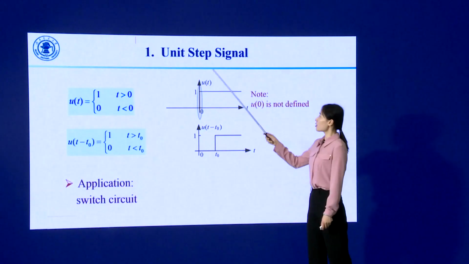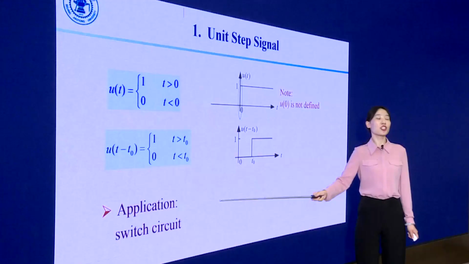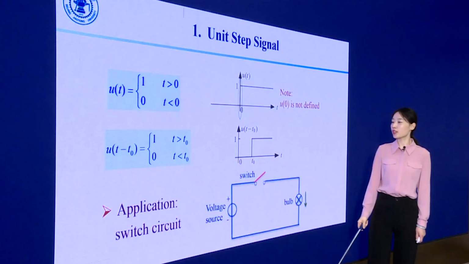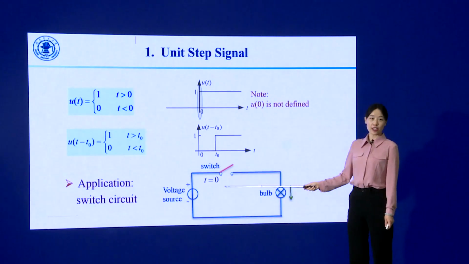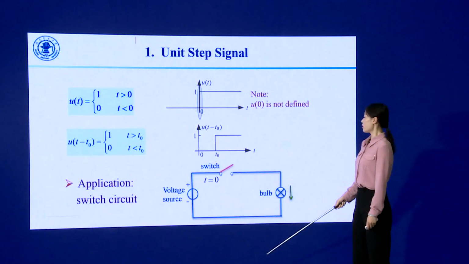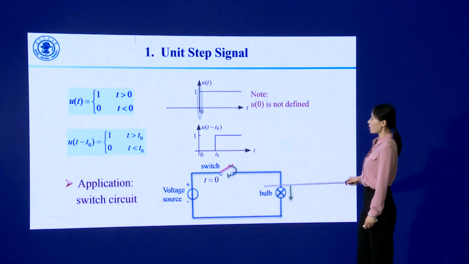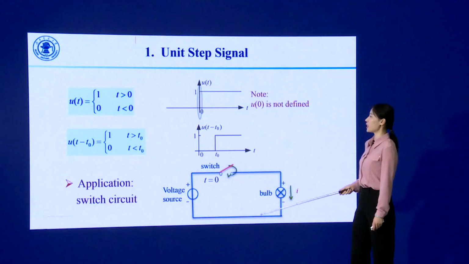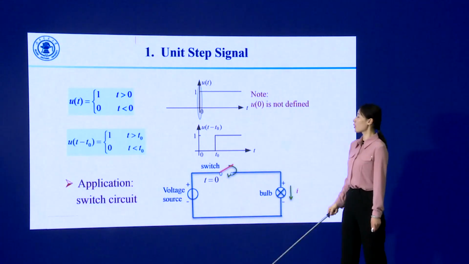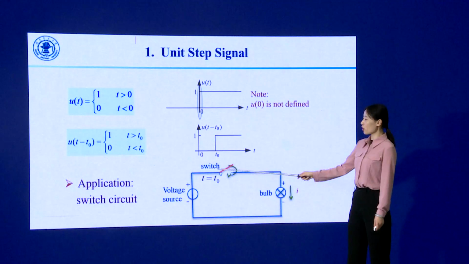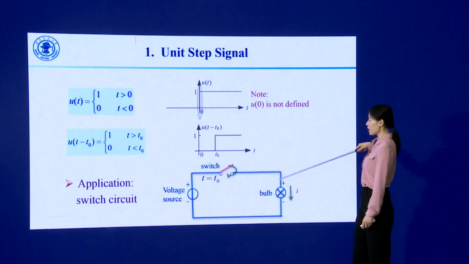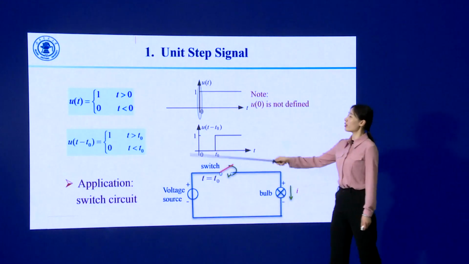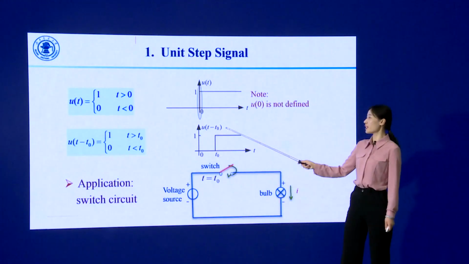We can use the step signal to simulate a switch circuit. For this circuit, when the switch is closed at t equals 0, the current of the bulb can be simulated using U of t. And when the switch is closed at t equals t sub 0, the current can be expressed using U of t minus t sub 0.